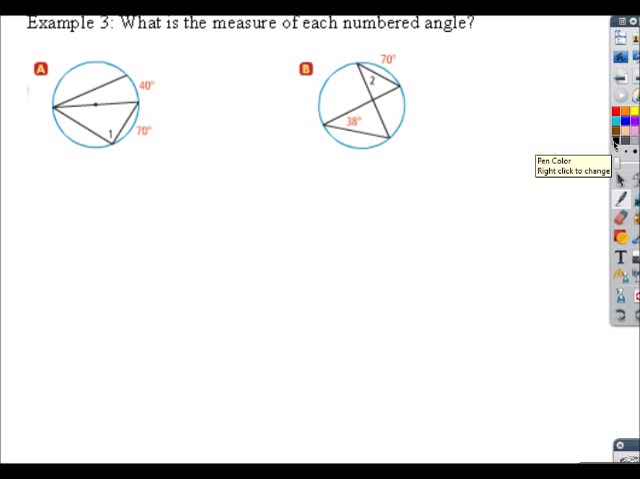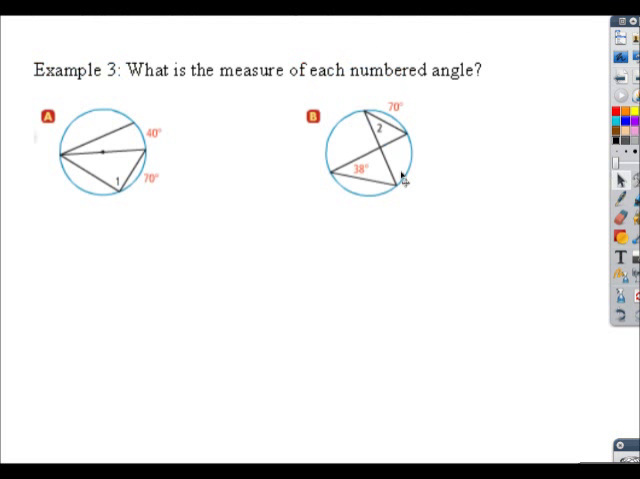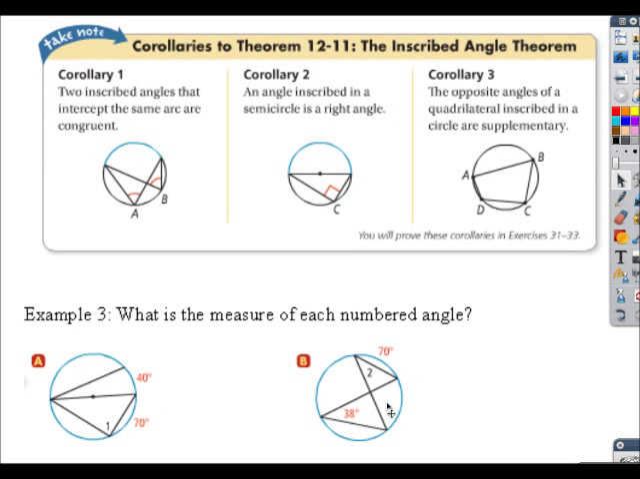Now there's a couple of other theorems to talk about. Some corollaries. If I have two inscribed angles that cut the same arc, then the two inscribed angles are congruent. That's this one on the top left. If an inscribed angle has endpoints on a semicircle or a diameter, then it's a right angle. And if I have an inscribed quadrilateral, then the opposite angles, A and C, or B and D here, are supplementary. A plus C equals 180. Okay? Let's do an example.